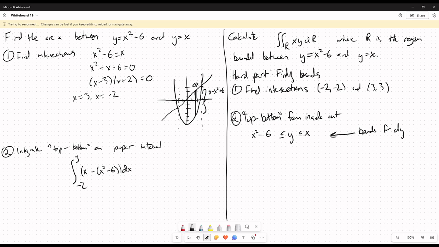And now what I want to think is smush this onto the x-axis. If I'm looking at that region, but I'm smushing all of it onto the x-axis, a fancier word might be projecting it onto the x-axis. What part of the x-axis am I looking at? Well, I'm looking at where x is less than or equal to 3. It's greater than or equal to -2.